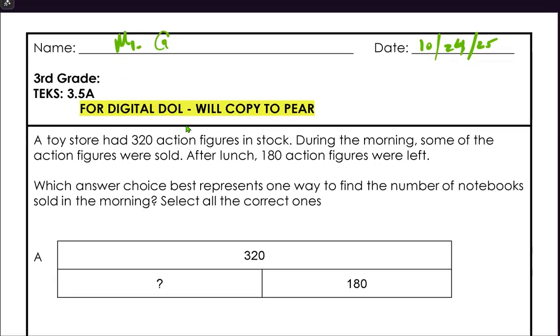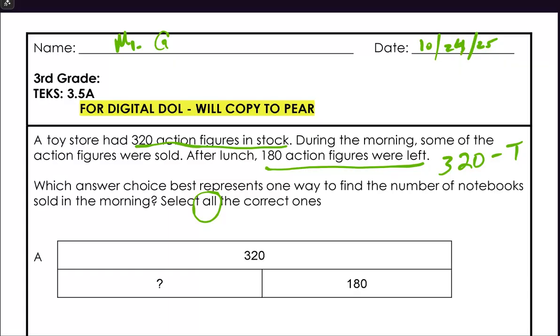So, the toy store had 320 action figures in stock. During the morning, some of the action figures were sold. After lunch, 180 were left. Which answer could be the way to find it? Select all the correct ones. Okay. So, again, do we have a total here? Yes. 320 is our total. Why? Because it's telling you how many they had. They had 320 action figures. Okay. So, which answer choice best represents it?